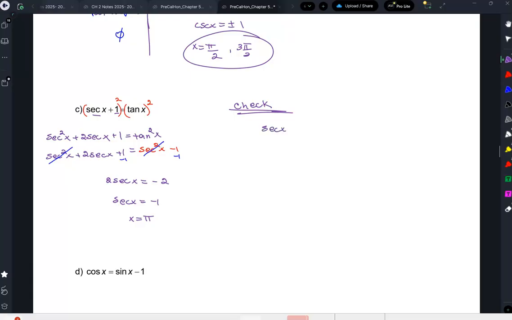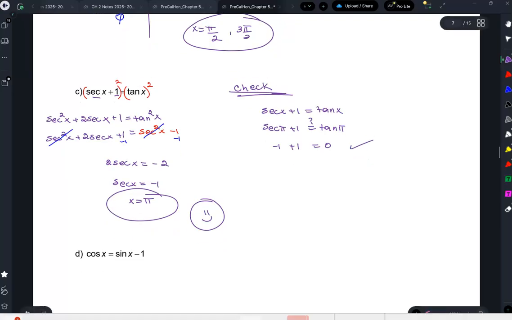So, secant of x plus 1 equal to tangent x. So, let's check. Is secant of pi plus 1 equal to tangent of pi? Tangent at pi is 0. Secant at pi is negative 1 plus 1. Oh my God, that does equal 0. So yes, that is a solution. Okay? All right, we're going to stop here. I'm going to give you your worksheet to do. If it doesn't work, there's no solution. You take the ones that work.